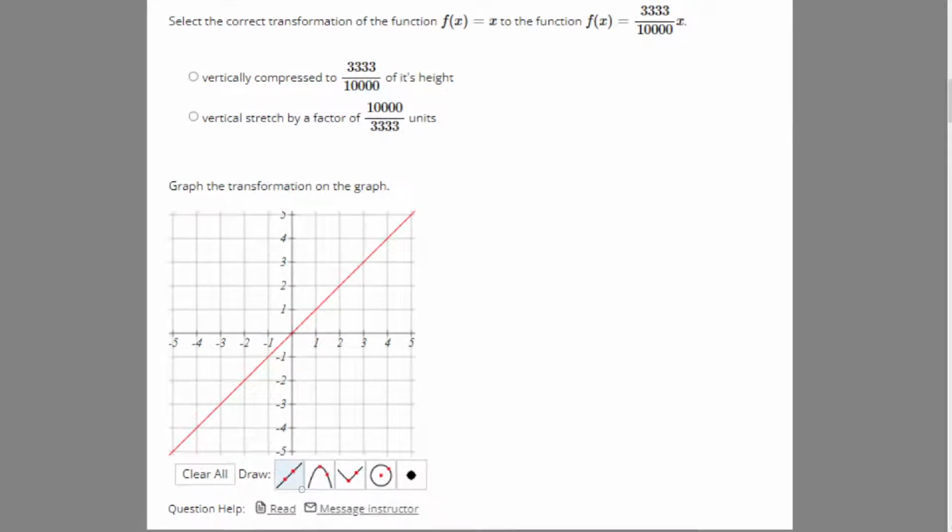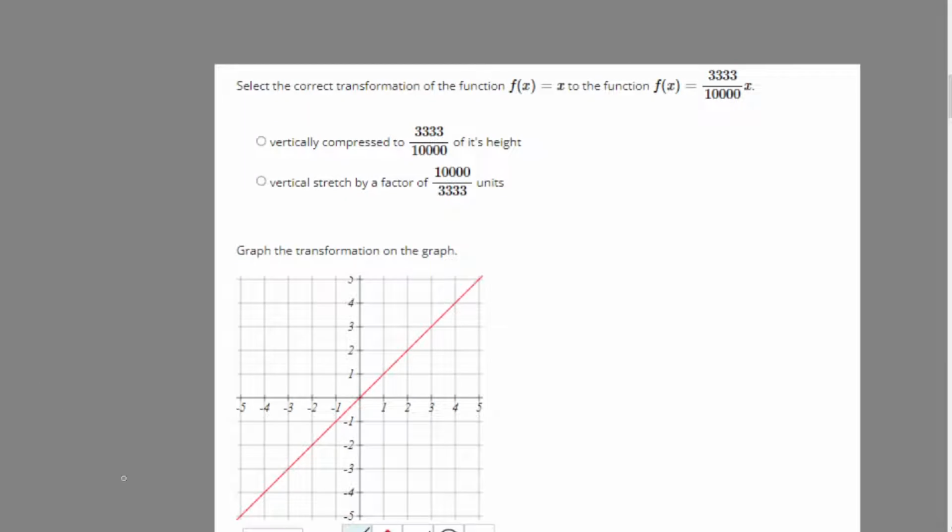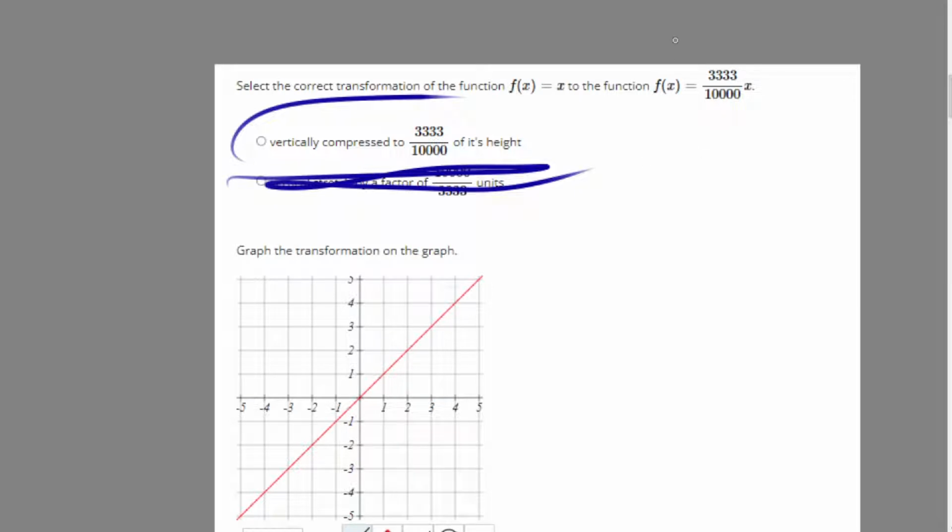Select the correct transformation of the function f of x equals x to the function f of x equals 3 over 10,000. So this one is daunting because of how it looks. But basically what we can do is we can approximate what this value looks like. We know that it's not going to be a vertical stretch of this. It's because we're compressing. This is our answer. We're compressing it by 3 over 10,000.